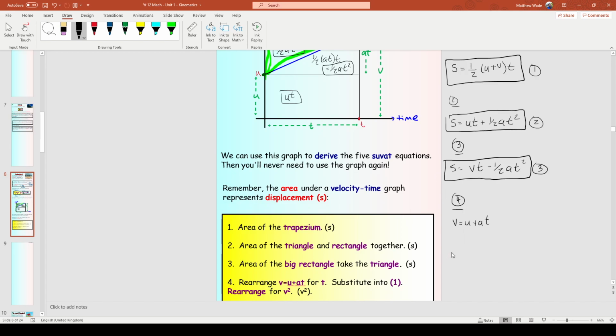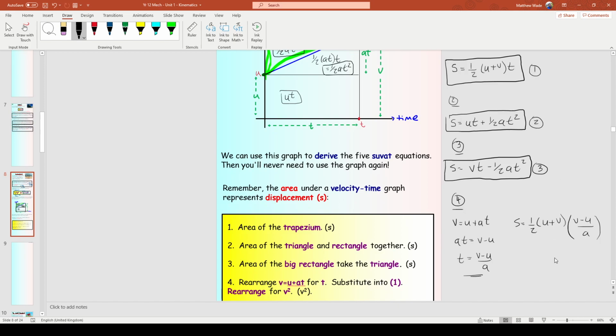Okay, and here we go. Let's see if you did it. So you'll have had this then. You'll have had at equals v take u, which means t equals v take u all over a. Now, what are we going to do with that? Well, it told us to pop it into number 1. So s equals a half, open bracket, u plus v, but where I had t, I'm now going to put in v take u all over a. I don't know why I drew that bracket so enormous.